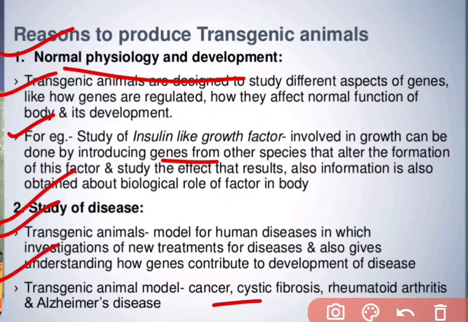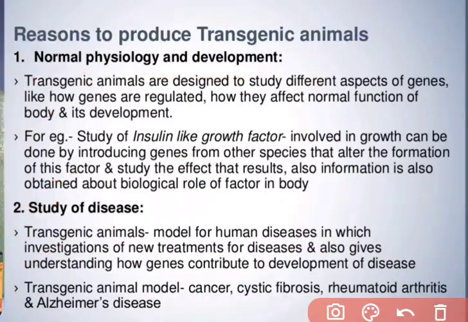If you want to study these diseases, if you want to find out how they will be controlled, how they will be cured, how they work in the development of the disease, we can find out by applying that same gene in another animal, so that is called a transgenic animal. For that we can find their solutions and remedies also. So this is the importance of transgenic animals: normal physiology and development, and second, the study of the disease.